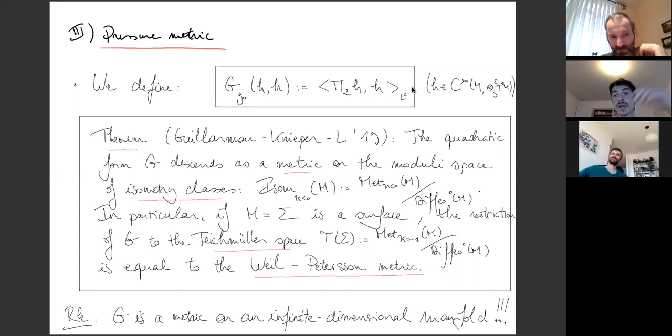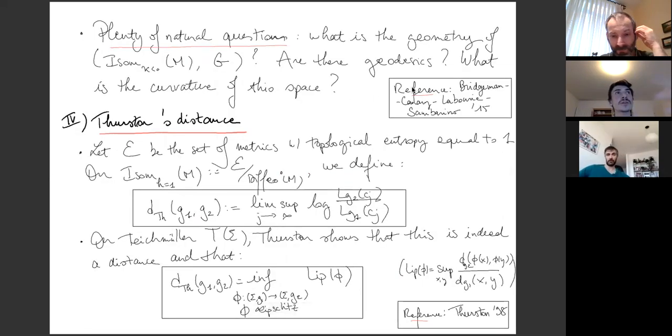There was another interesting question, asked by Gilles Courtois: is Teichmüller space a totally geodesic subspace of the moduli space of all isometry classes with respect to this metric? Once again, I have no idea. I don't know what to expect actually.